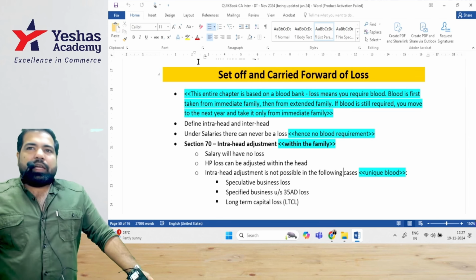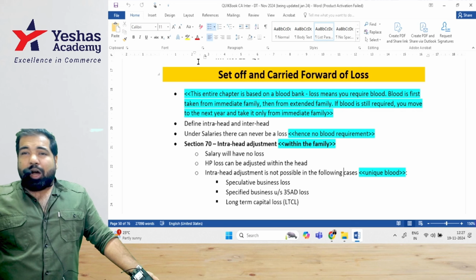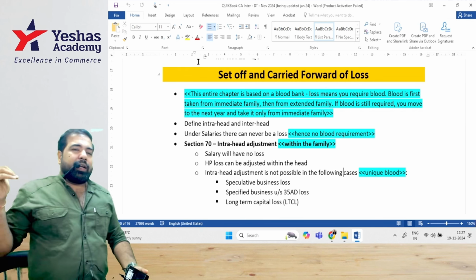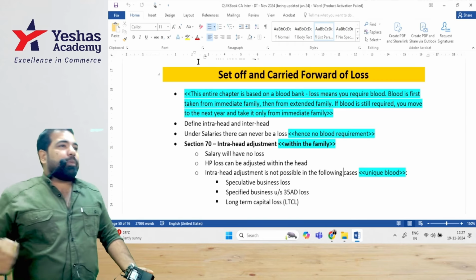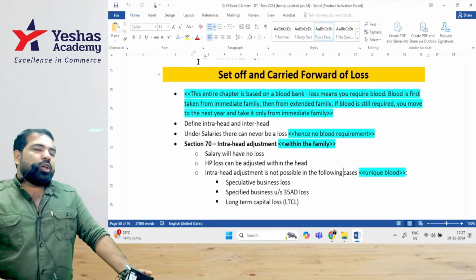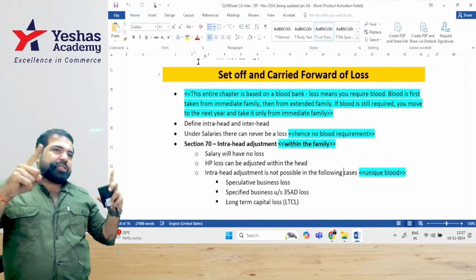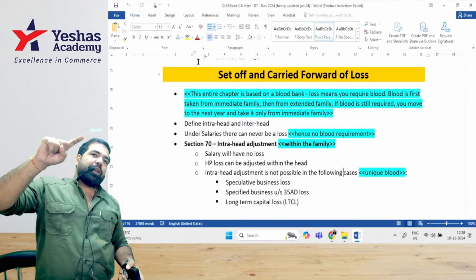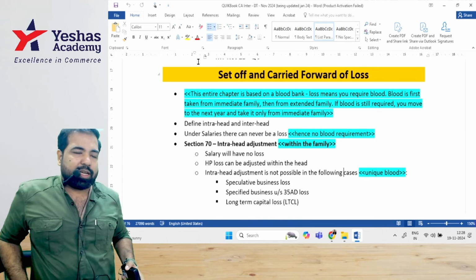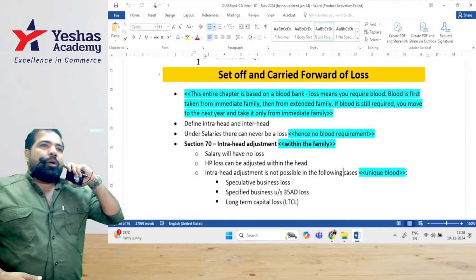HP. If it's a loss from house property and if it's an unabsorbed depreciation, the government is happy with those losses. You bought a house, you bought many assets, so the government says these two losses you can carry forward even if you file a return late. Are we okay with this, guys? Yes. So this is a chapter.